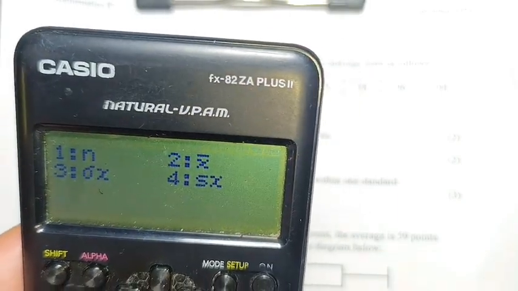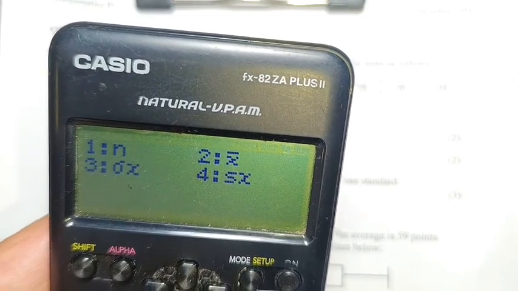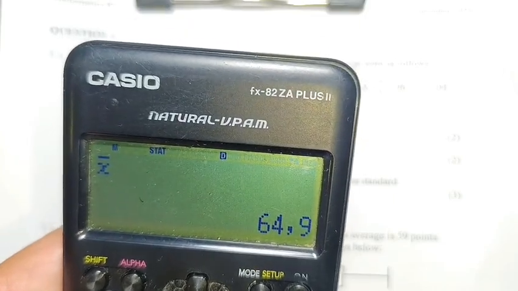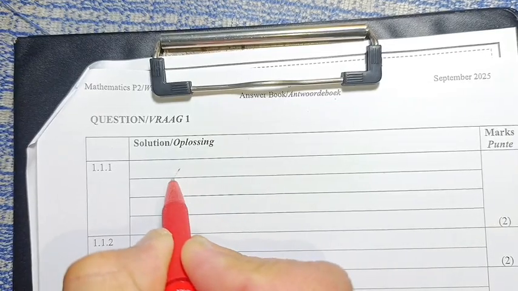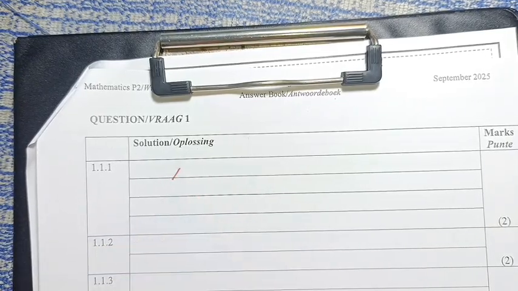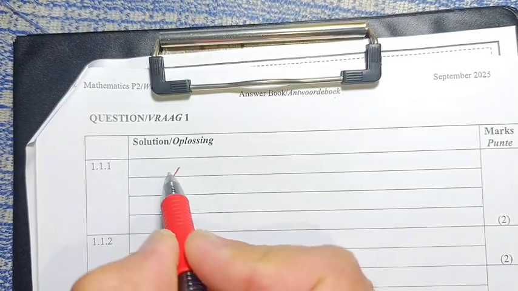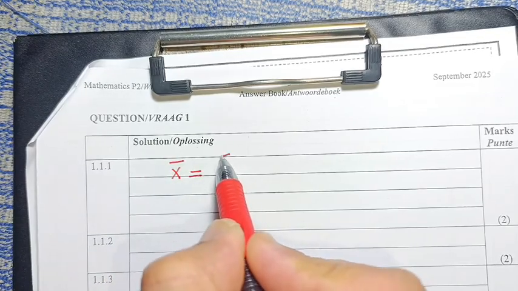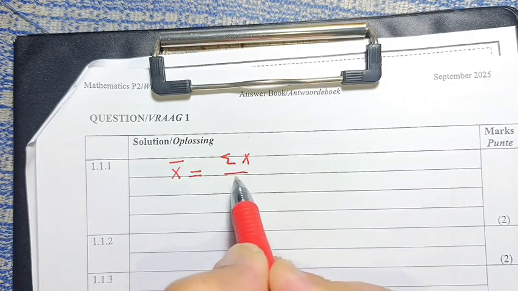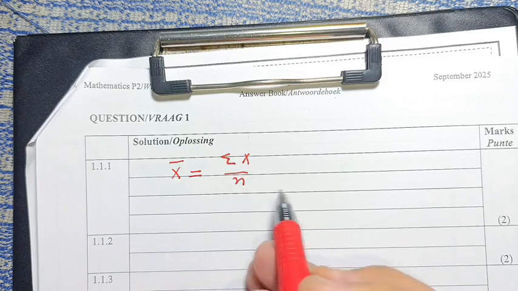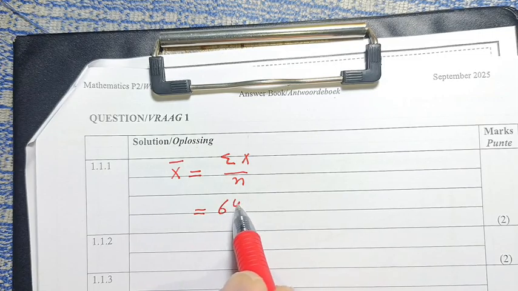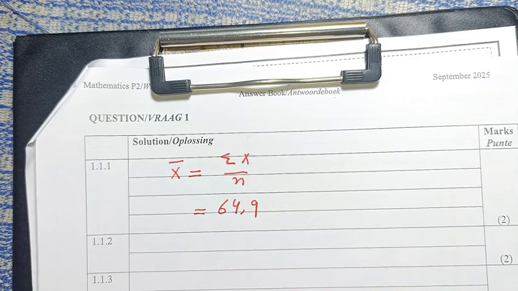Now we need to find the mean. Press number 2 and equal, and you get 64,9. This is my final answer. The x bar is equal to the summation of x over n. This is the formula, sum of x over n. So you can write the answer directly: 64,9. This is my final answer.